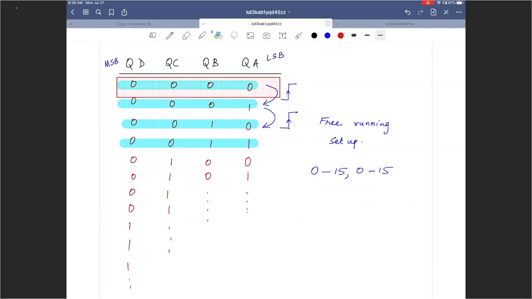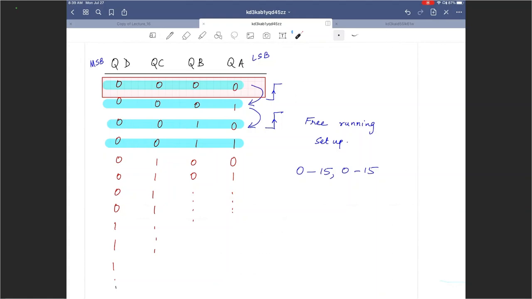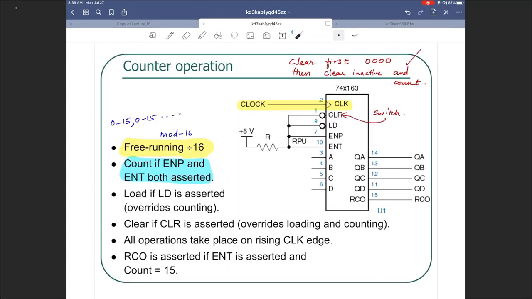But if it has to count, clear has to be inactive. So I would say use a switch there to toggle between a 0 and a 1 for clear. Make it 0 first to load to clear the counter. Then you connect the clear input to 1 so that it can count. Other questions?